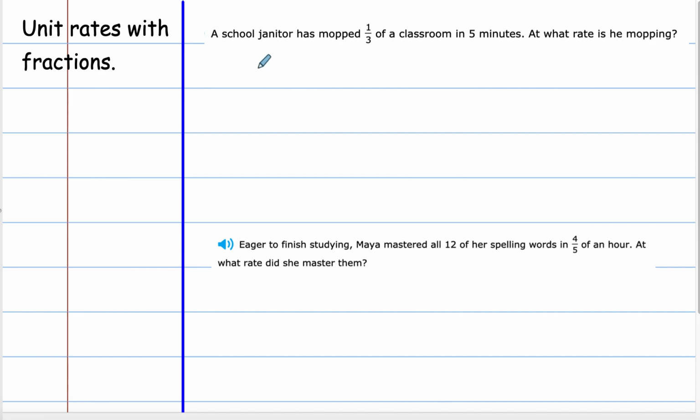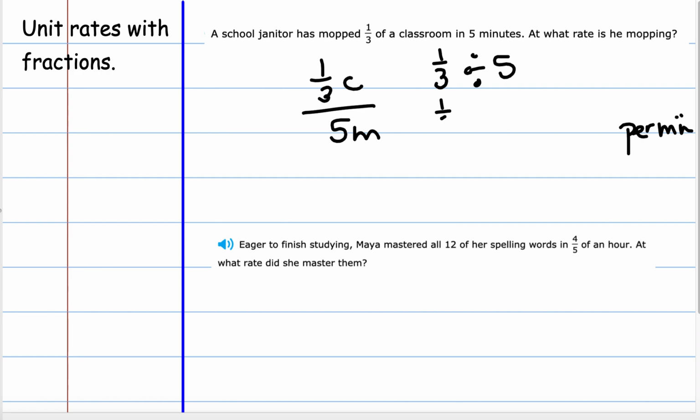All right, let's take a look. A janitor has mopped 1/3 of the classroom in 5 minutes. What is his rate of mopping? So we do the exact same thing. Basically, I want to get it per minute. So my answer at the end is going to be per minute. Okay? So we have 1/3 divided by 5. So 1/3 times 1/5, because we keep, switch, flip, which would be 1/15 of a classroom per minute.